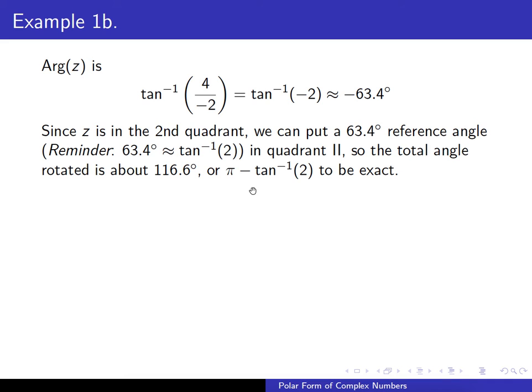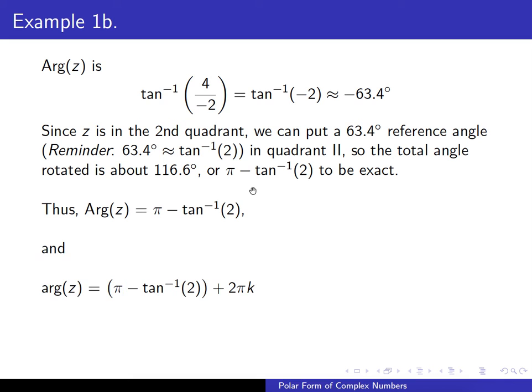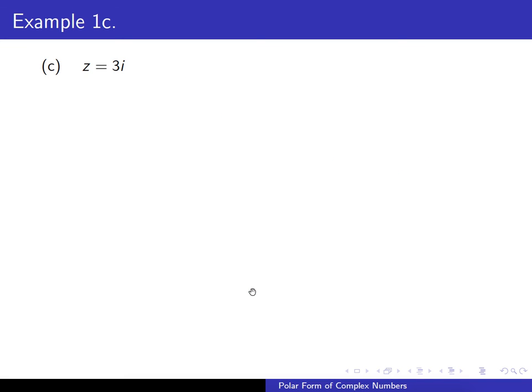So there's a lot to be said about approximation as well. So our argument for z is pi minus inverse tangent of 2. And if we just take that and add 2 pi k to it, we'll get our arg z lowercase. Right. Example 1c, we got z equals 3i, or 0 plus 3i.